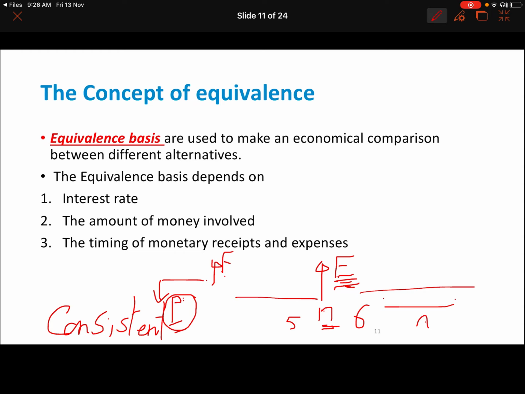What do I need when I use the equivalent basis? I need the interest rate, the amount of money involved, and the time of monetary receipts and expenses. Okay?